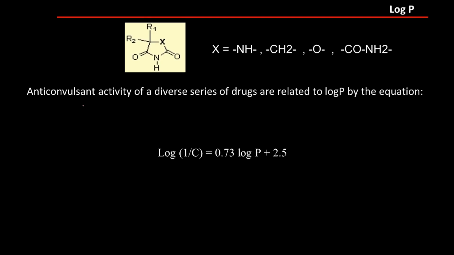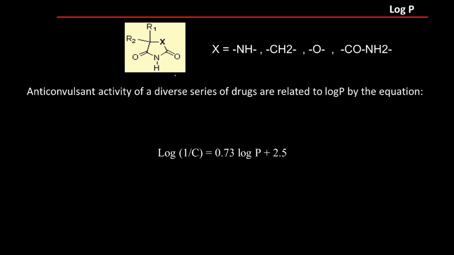For example, look at anti-convulsant activity of a diverse series of drugs. These are the series of drugs we are talking about. You have R1, R2 groups here, and then we have X here. X could be NH, CH2, O, CONH2. This is a 5-membered ring. So the activity of these anti-convulsant drugs all depends upon the log P here. As you can see, the more hydrophobic, the higher the log P, the more the activity will be. So log P plays a very important role.